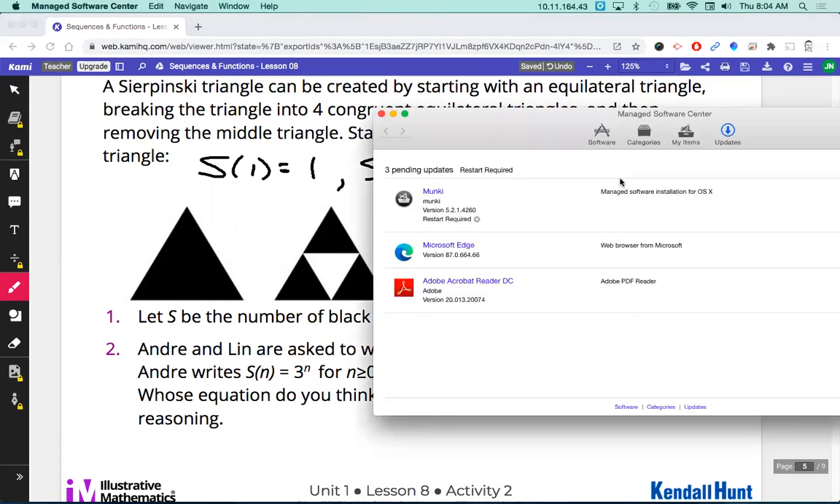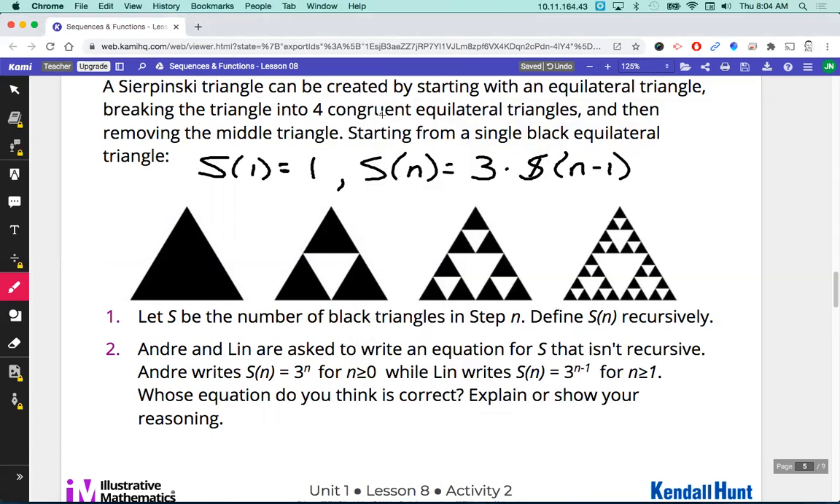Okay. So this was our recursive definition that we had for this. Now I want to figure out an nth term definition for this. All right, and I've actually got one. It's on the paper somewhere, but I want to talk about it. So again, the top just details how you get your Sierpinski triangles. Number 1, it says let S be the number of black triangles in step n. Define S of n recursively. Well, we did that. That's what's up here.